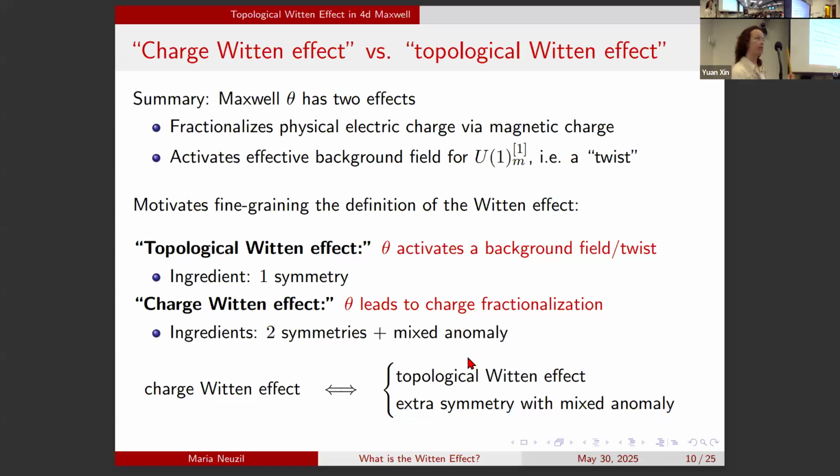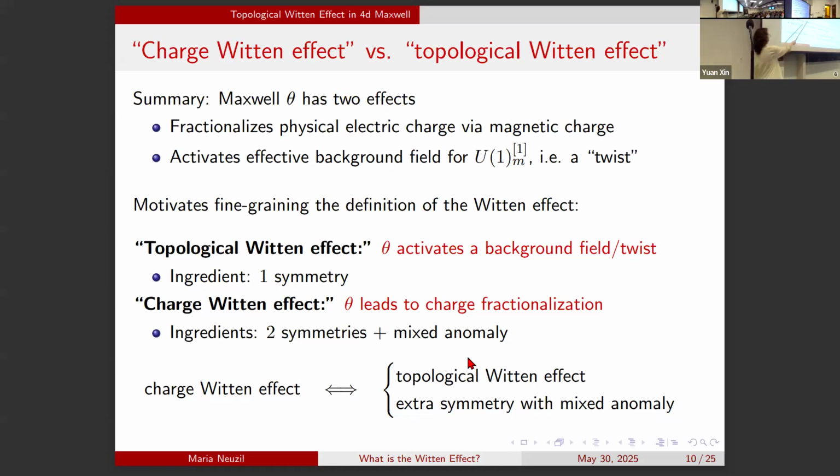Okay, so to summarize the old and new perspective of the Witten effect, Maxwell theta has two effects. One is that it fractionalizes physical electric charge by the magnetic charge. The other is that it activates effective background fields for the U(1) magnetic symmetry, i.e. it turns on a twist. Because there are these two different seeming effects, it motivates fine-graining the definition of the Witten effect. What we're focusing on in this talk is what we're calling the topological Witten effect, the phenomenon that theta activates a background field, or a twist, for this magnetic symmetry.